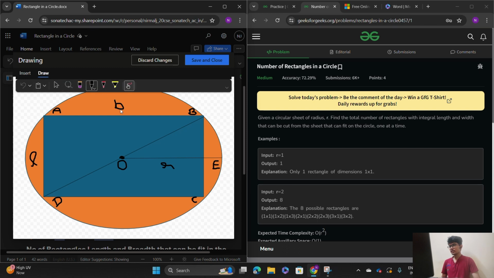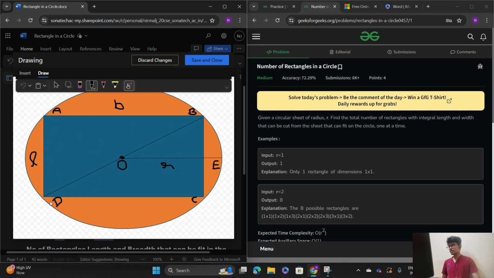So in this rectangle ABCD, this rectangle ABCD is present inside the circle and the circle radius is OE. There is no doubt in that. So we know the radius of the circle is OE, which is represented as R, and inside the circle we have a rectangle A, B, C and D.